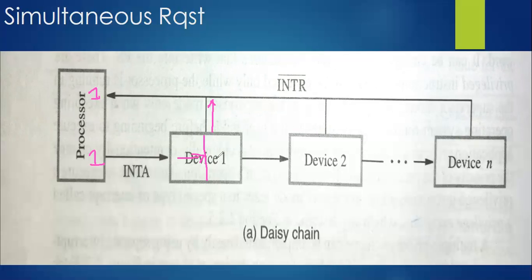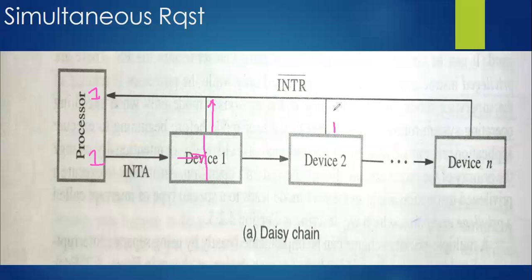So what has happened? We raised an interrupt request, and device 1 got the service. So the waiting time of device 2 and device n got expired. They feel that they didn't receive the acknowledgement, because obviously it has been blocked by device 1. Because of that, they are not able to receive the acknowledgement.